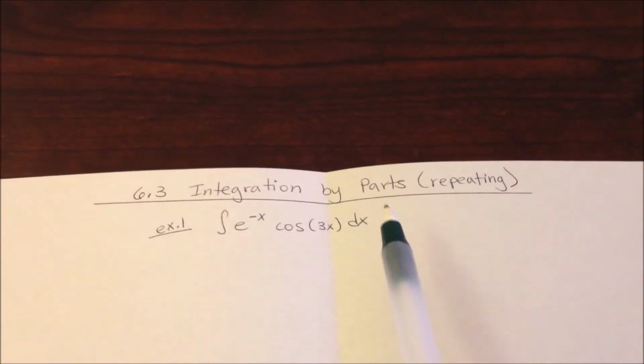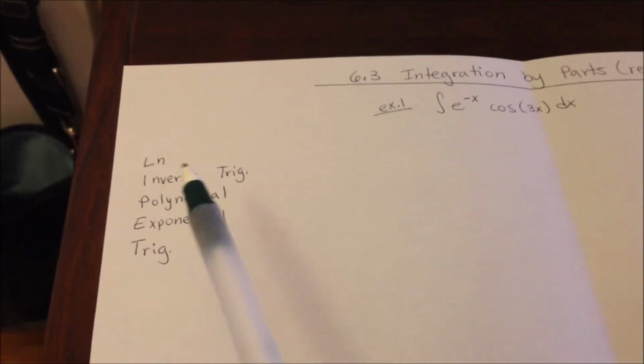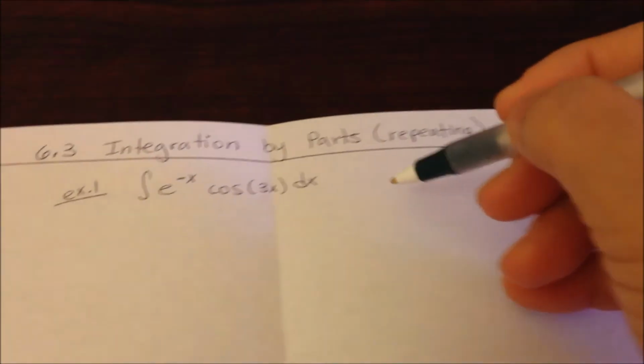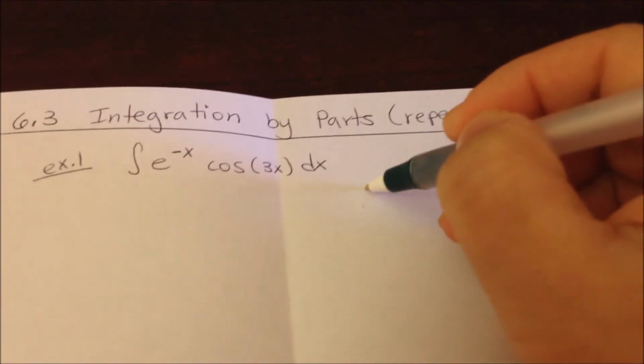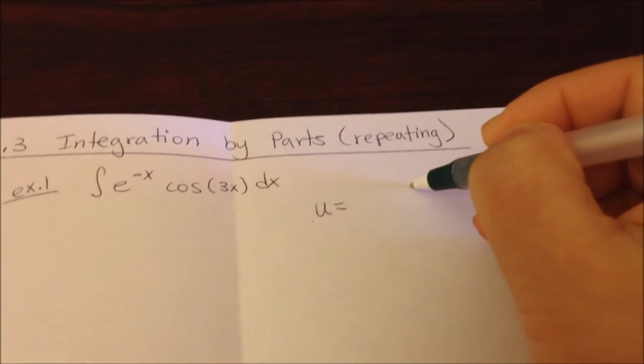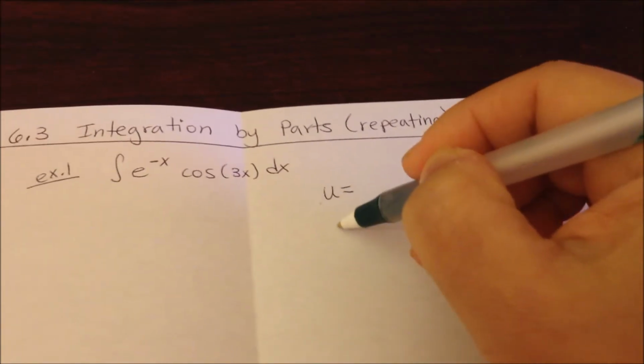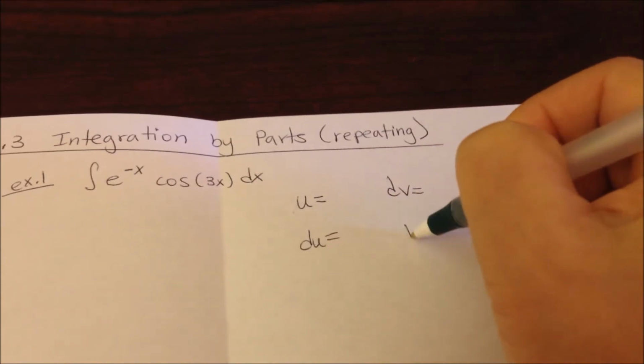Since it's still by parts, we are still going to use the acronym LIPET on the side for the u sub and so on. Okay? So let's go ahead and do this. I'm going to do a little u setup right here: my dv, my du, and my v.